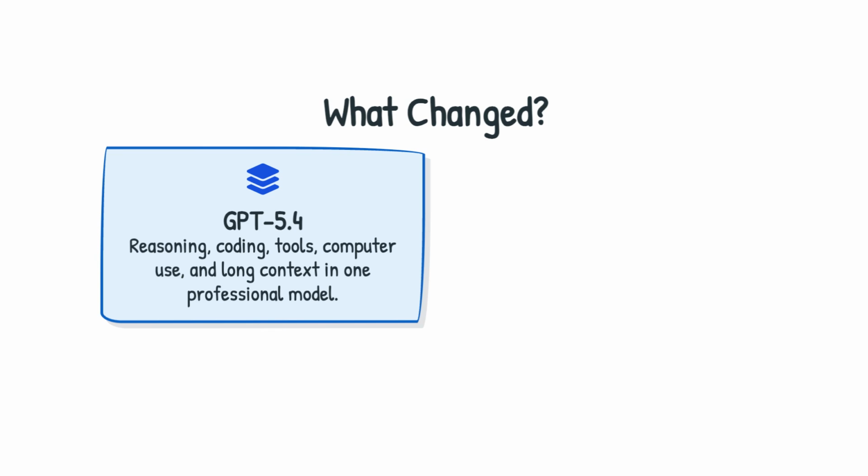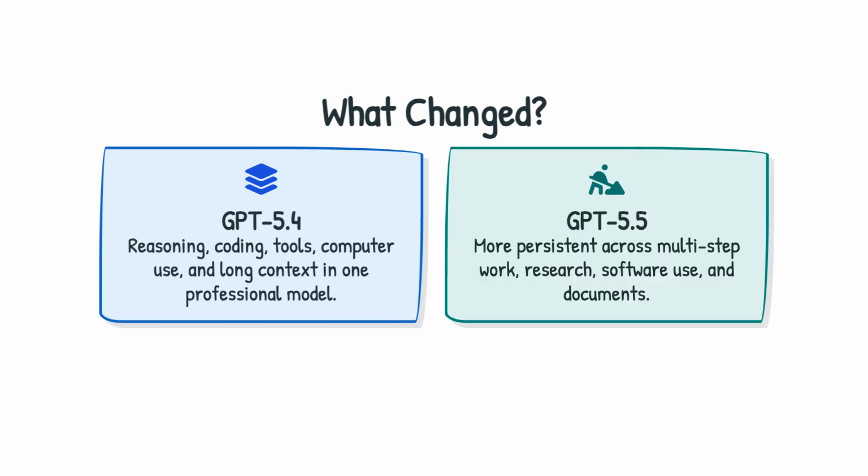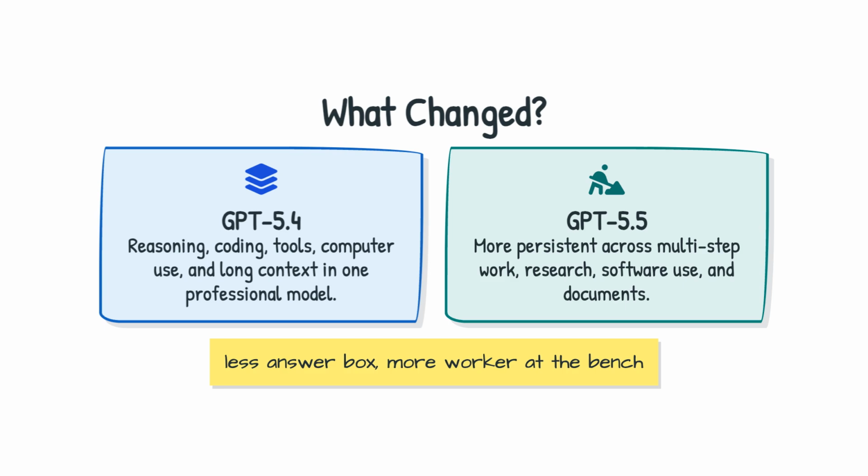Start with what changed. OpenAI positioned GPT 5.4 as a frontier model for professional work. Reasoning, coding, tool use, computer use, and long context. GPT 5.5 builds on that foundation, but aims at harder work. Coding, research, documents, software use, and workflows that span many steps. In plain English, GPT 5.4 is already professional. GPT 5.5 is meant to act less like an answer box and more like a persistent worker at the bench.